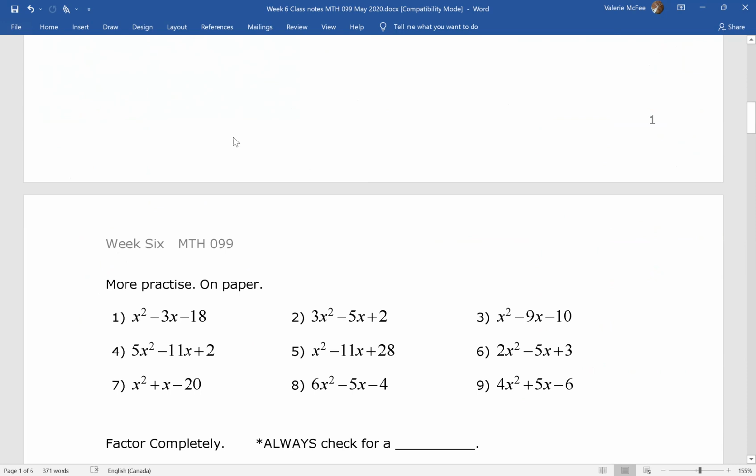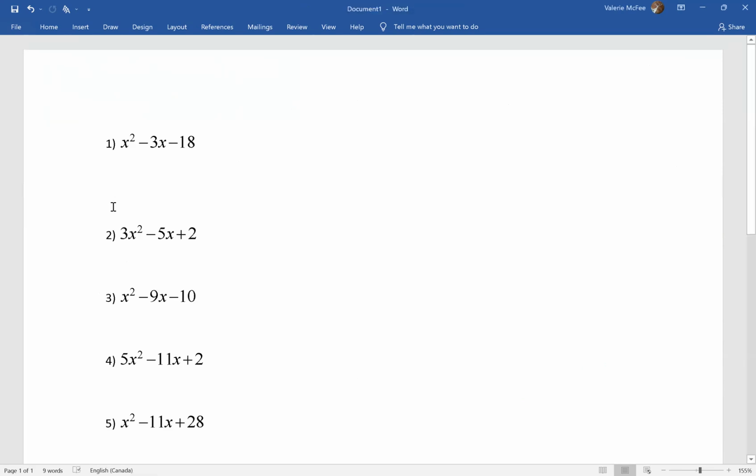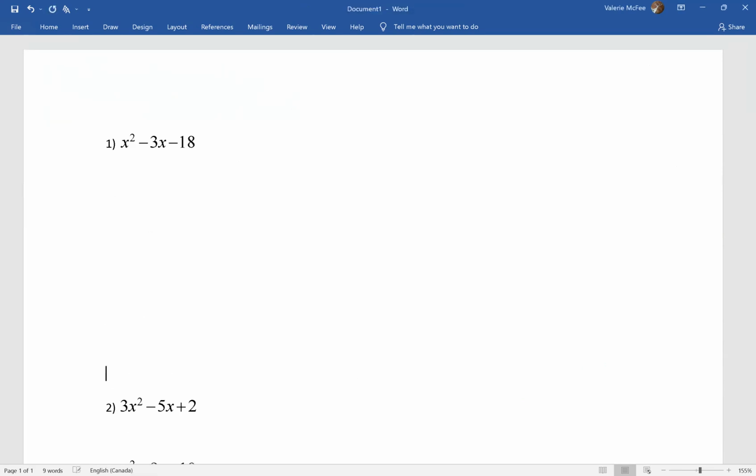This process is so important. I have a whole page of practice here for us. So let's go to that. Let's work through the first question together. We're looking for A, B, and C.